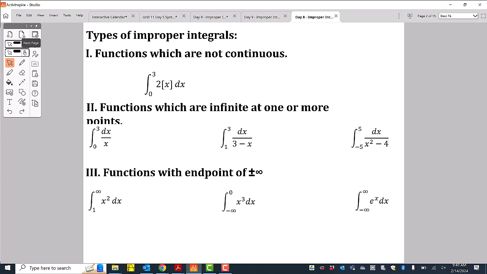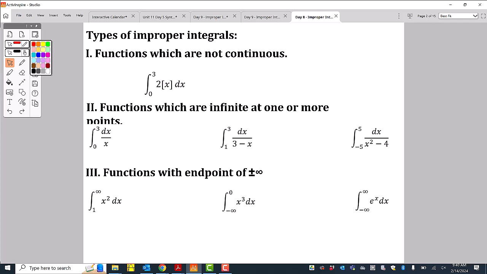Like this first one here is infinite when you plug in 0 because it does not exist in the domain. This one is infinite at 3. This one is infinite at 2 and -2. So we have different forms of where they're infinite, but the idea is just if the x in the interval doesn't exist in the domain. And the last one is when you have an endpoint of plus or minus infinity.